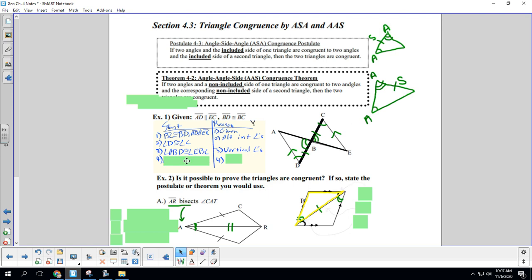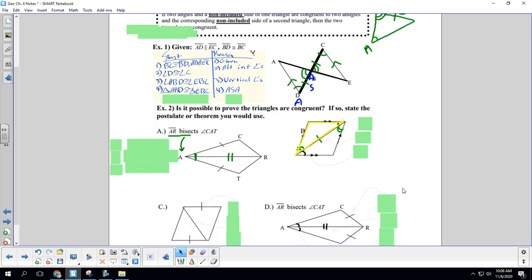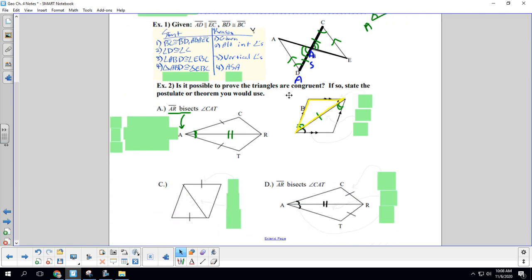Okay, so now we can claim it. Triangle ABD is congruent to triangle EBC by, and let's put here's this angle, and then next we have the side, and then last we have the angle. So it's going to be congruent by angle, side, angle. Awesome possum. Okay, example 2.